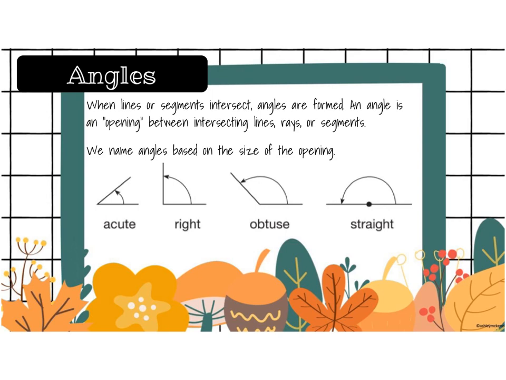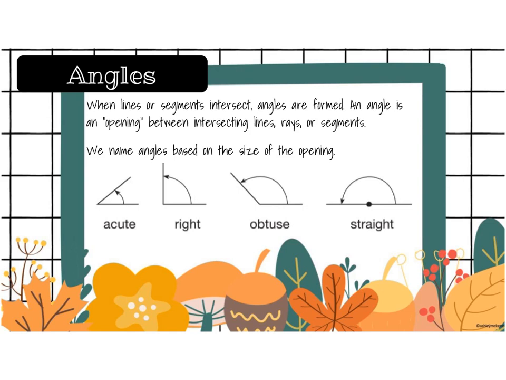Okay, here's another. We're talking about angles, the different types of angles. When lines or segments intersect, it's creating an angle. An angle is basically just an opening between intersecting lines, rays, or segments. First, let's review that. What's a line segment? It's a piece of a line because it has a start and a finish.